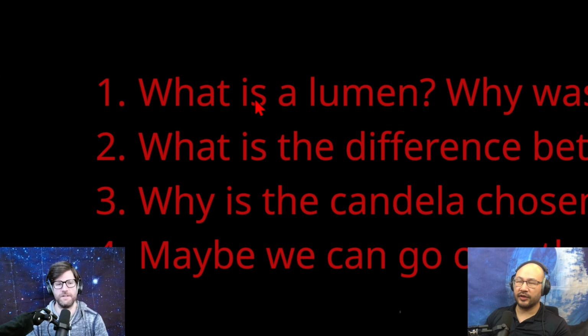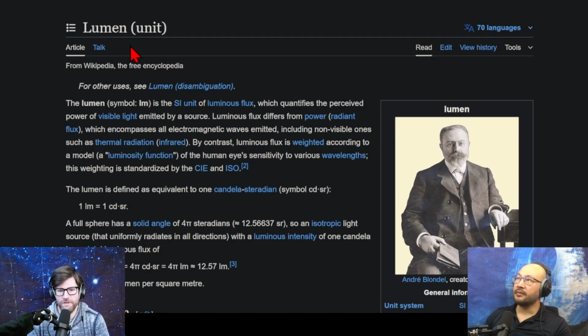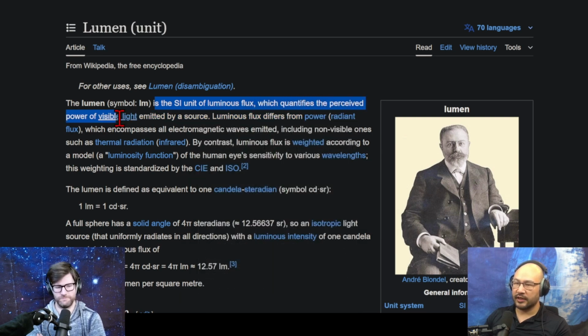And can we start with lumen first? Because that's what I happened to look up. Okay, let's do lumen, then candela. So here is lumen on Wikipedia. The lumen's symbol is lm. It's the SI unit of luminous flux, which quantifies the perceived power of visible light emitted by a source.